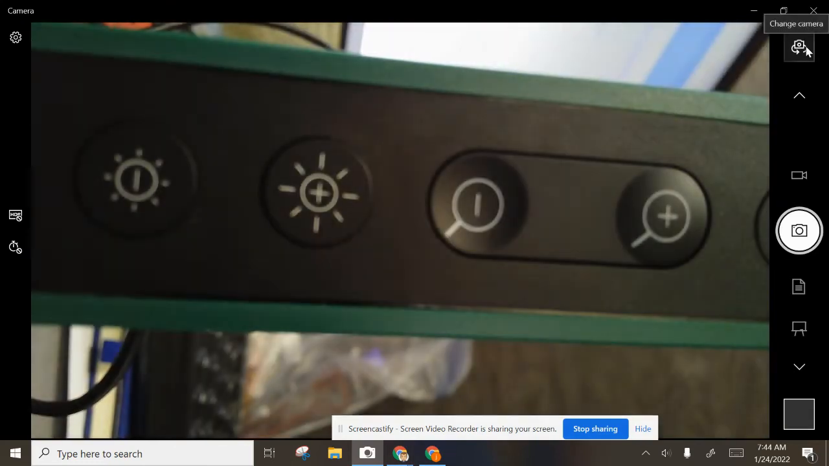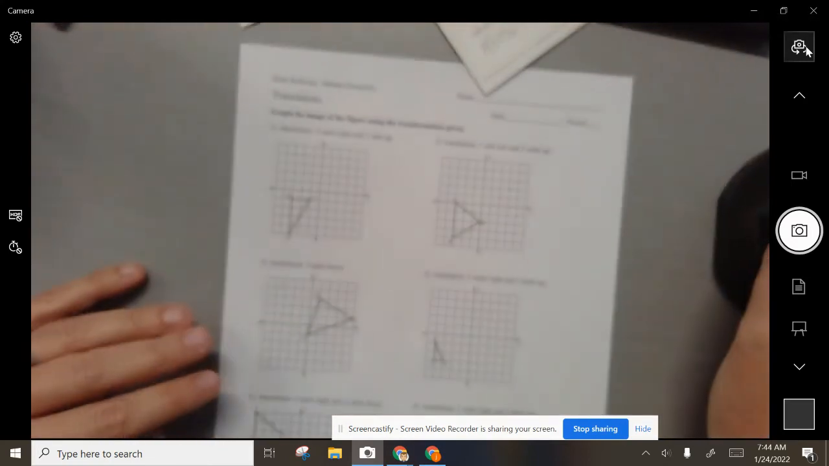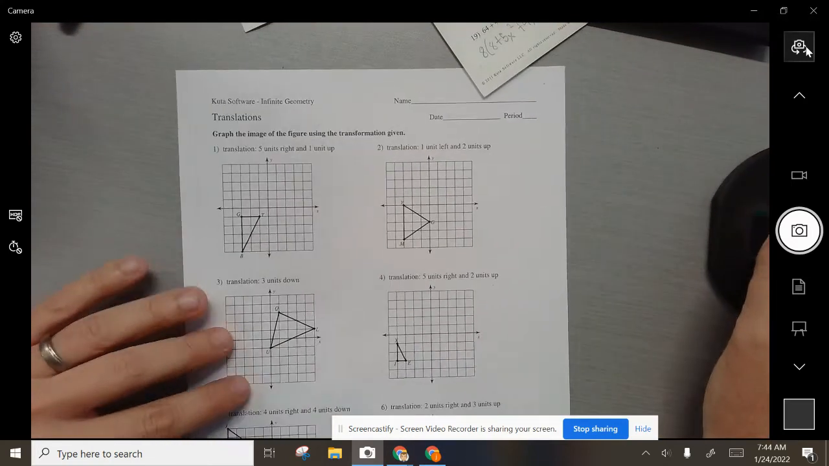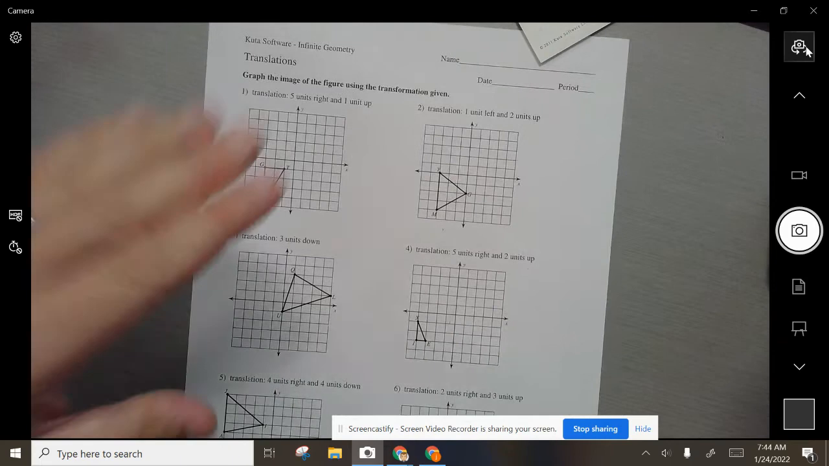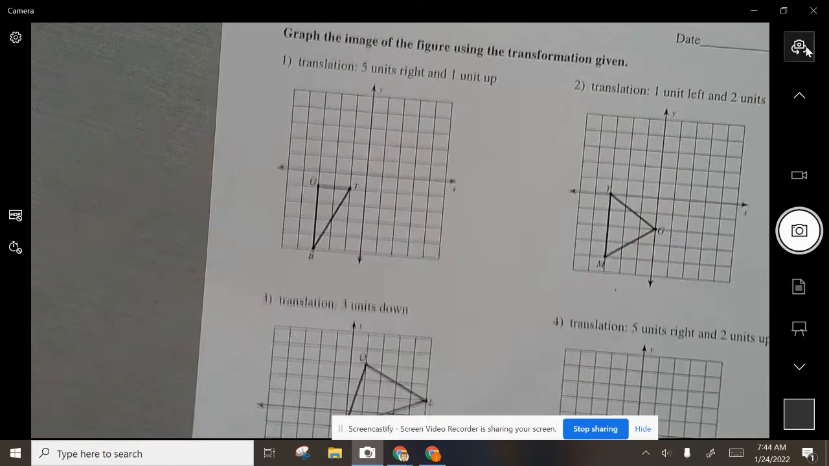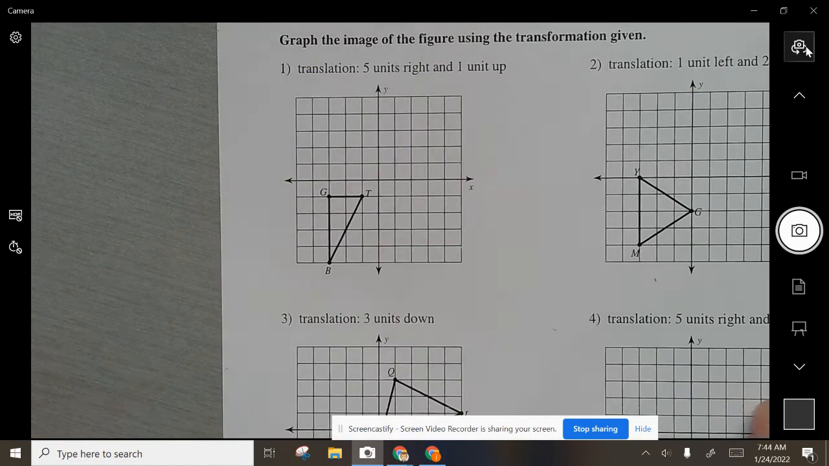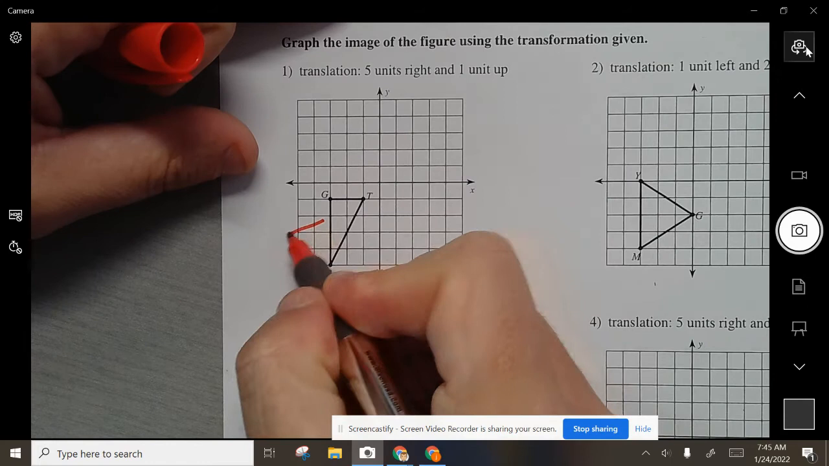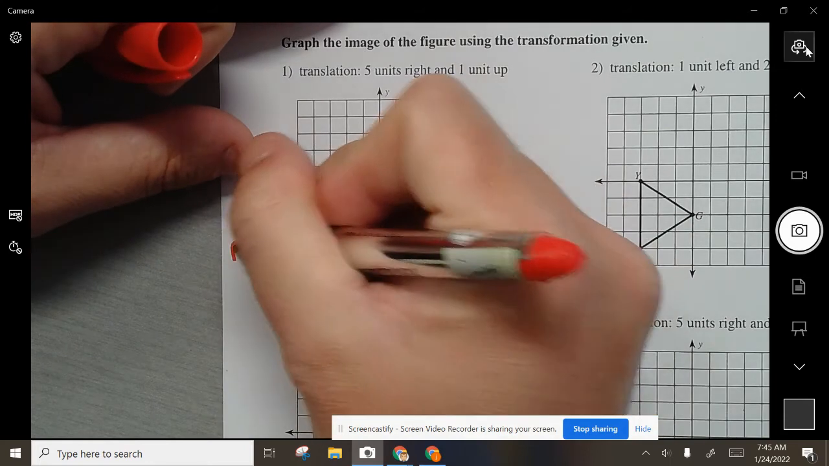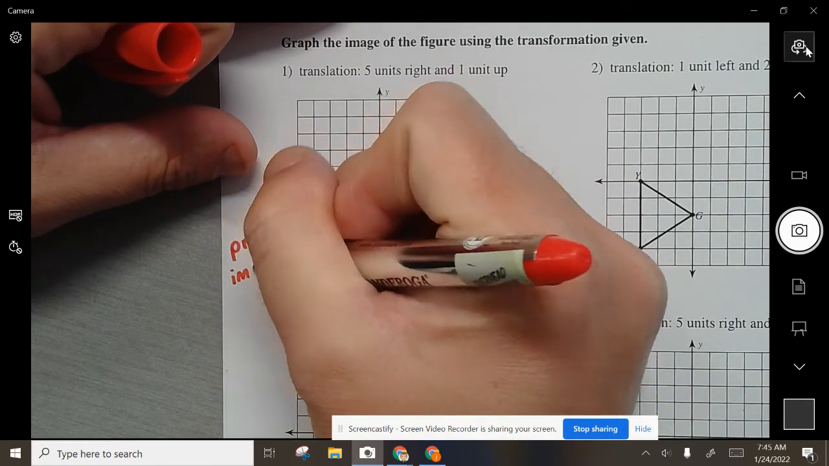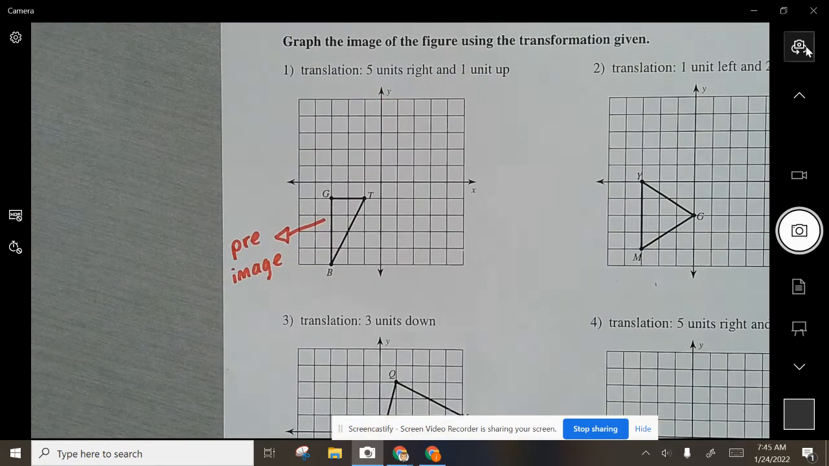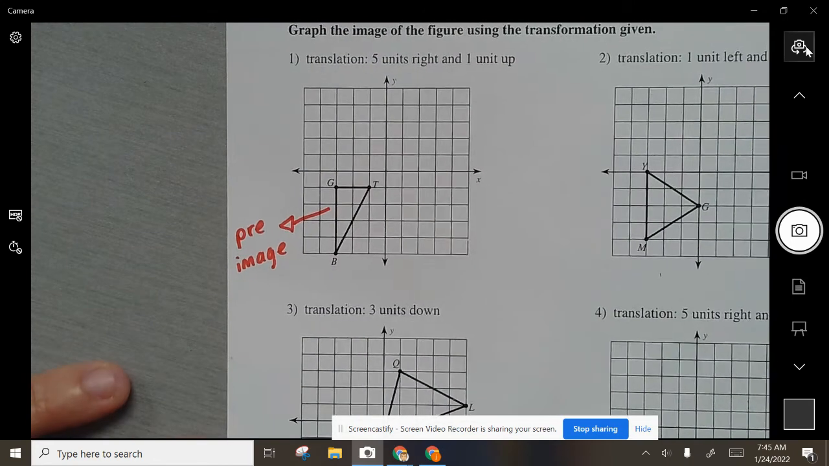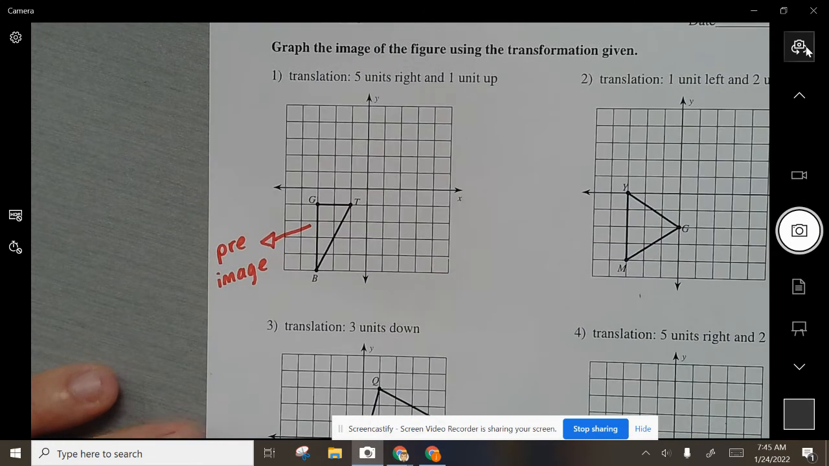So get your paper in front of you. Ms. Alonso, feel free to go ahead and pass those out. And we're going to talk about how to handle a translation. Now, a translation moves an image. Let me be clear, actually, it moves a pre-image. So can you put a note here saying this is called the pre-image? That's the pre one, the one beforehand. And we're going to move it to make it called the image. And I'm going to use a different color.